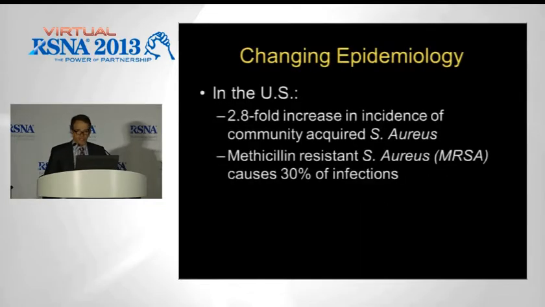The epidemiology of this disease has changed significantly, and it is important to know what has changed. In the United States, there has been a 2.8-fold increase in the incidence of community-acquired Staphylococcus aureus infections. And actually now, methicillin-resistant Staph aureus causes 30% of the infections, and this percentage is growing.